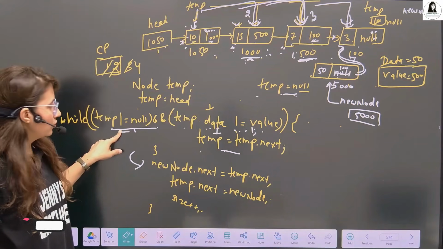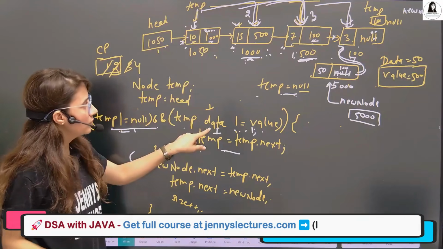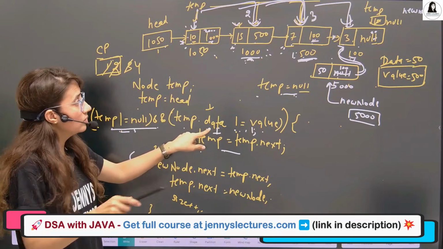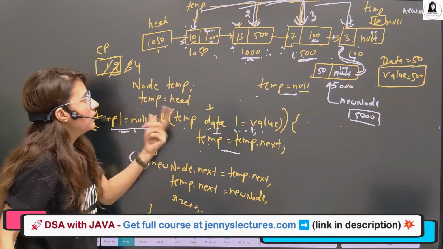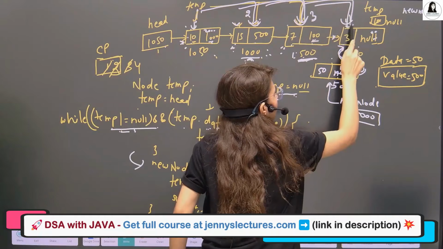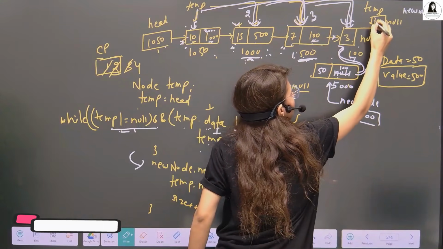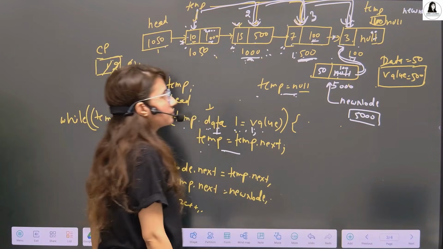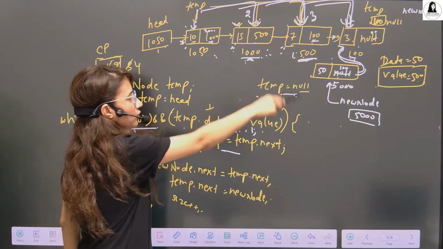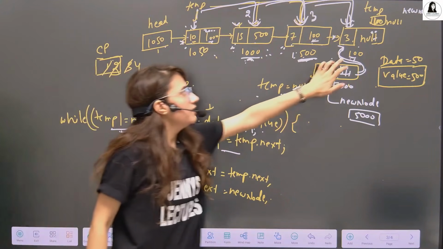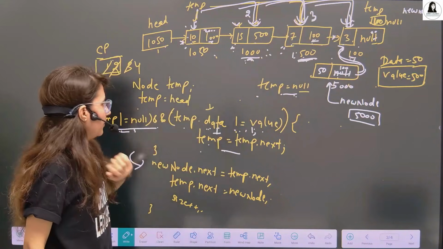Check the value. True. Check the condition. True. True. Because value is not 500 here. We have 7. Move next. Sorry, temp. Now in temp, I am having 100. Yes, temp is pointing to this. 100 means the address of this, whatever the address of this last element.